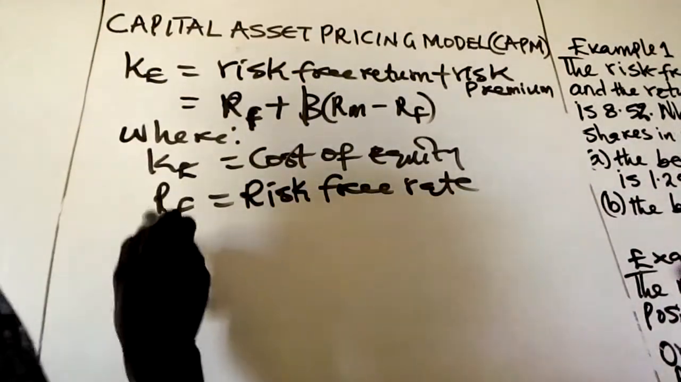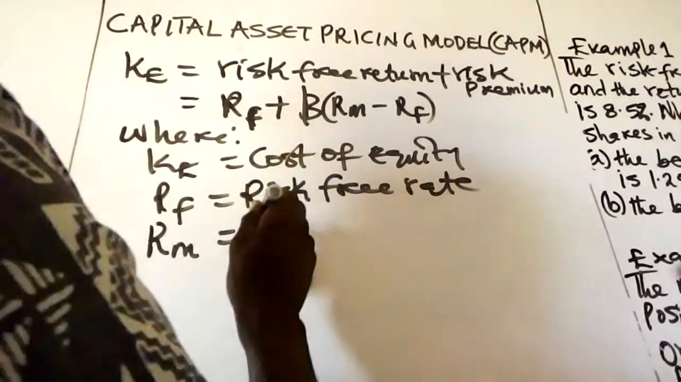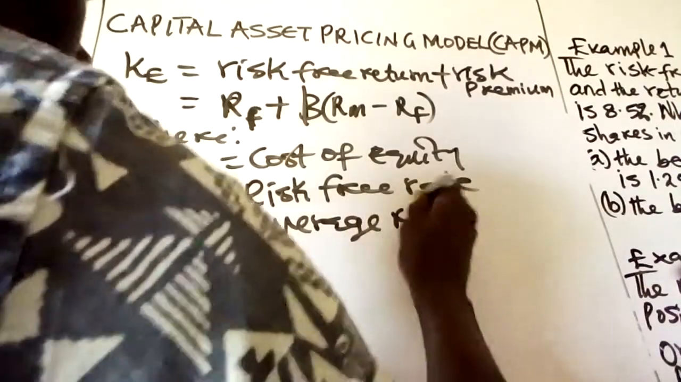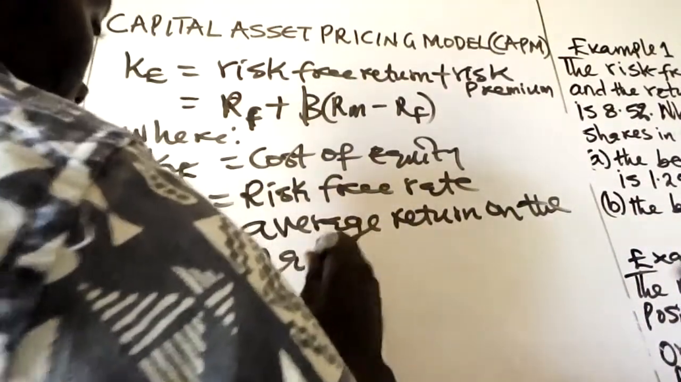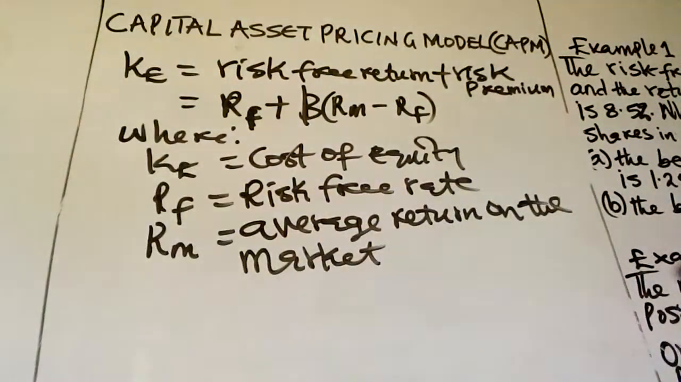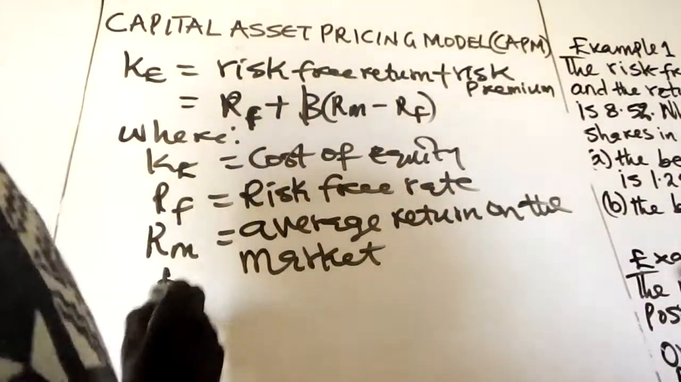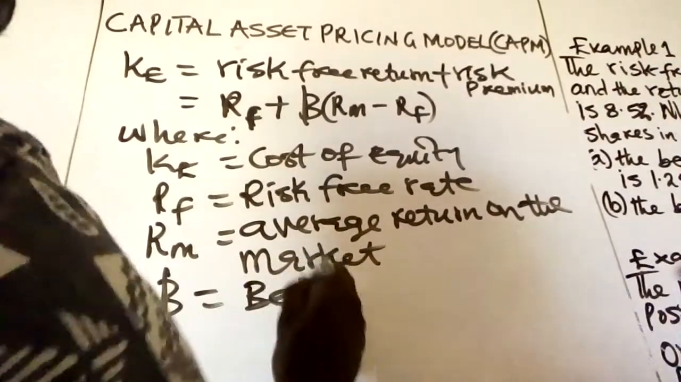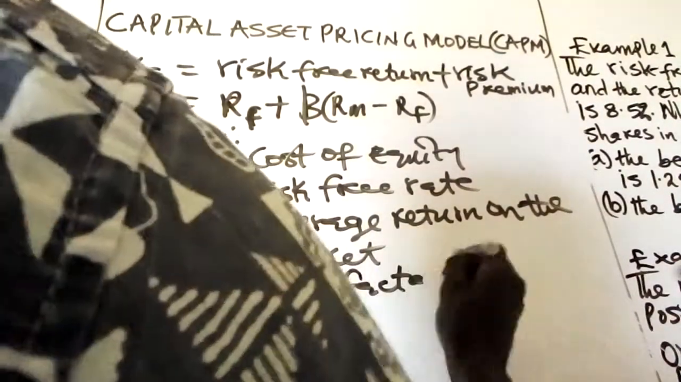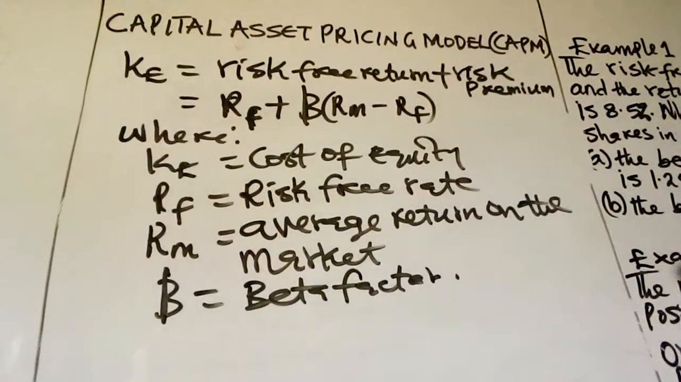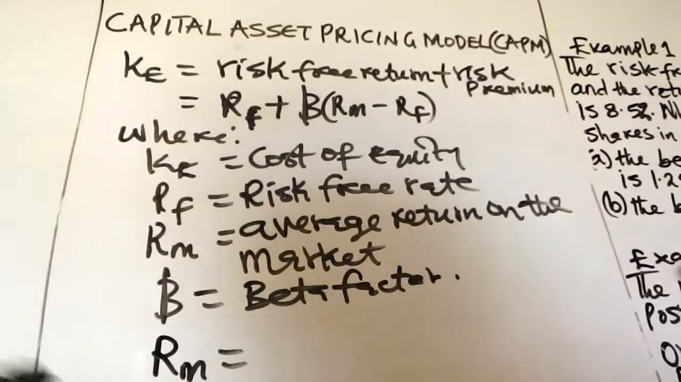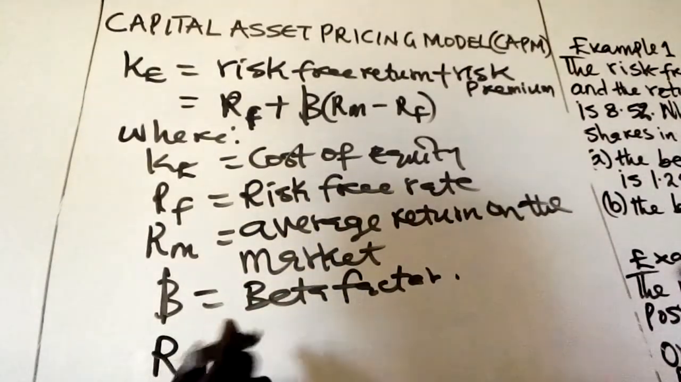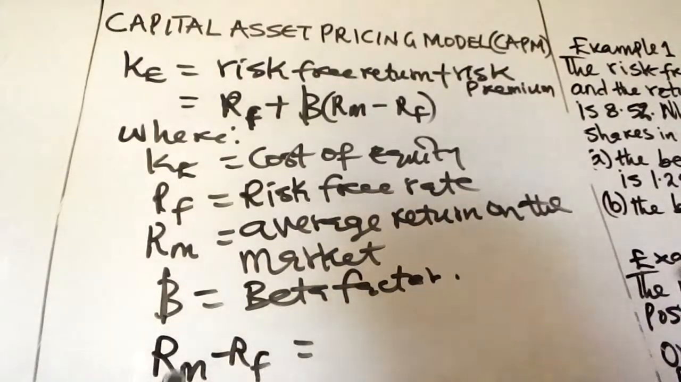Then we have RM, that is the average return on the market. Then we have beta, the beta factor, the measurement of systematic risk. Beta measures the systematic risk of the project. Then RM minus RF is the equity risk premium.